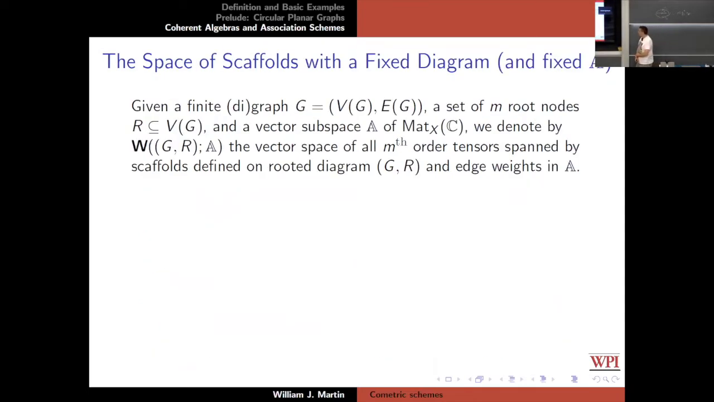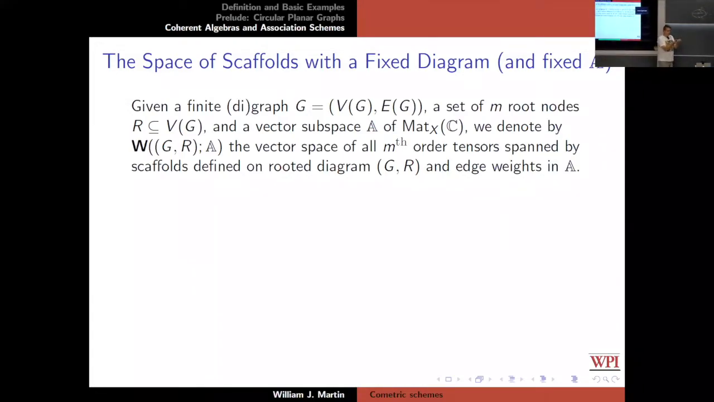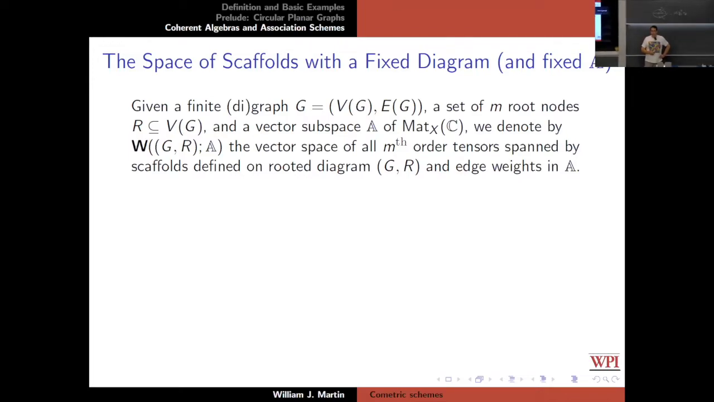So I introduced yesterday this idea of fixing the diagram. So you fix that little diagram, and then you think of the vector space spanned by all possible scaffolds where the edge weights come from this algebra that you choose. You look at all the possible tensors you can get as linear combinations of scaffolds with that particular diagram. And I think this is something really worth studying some more.